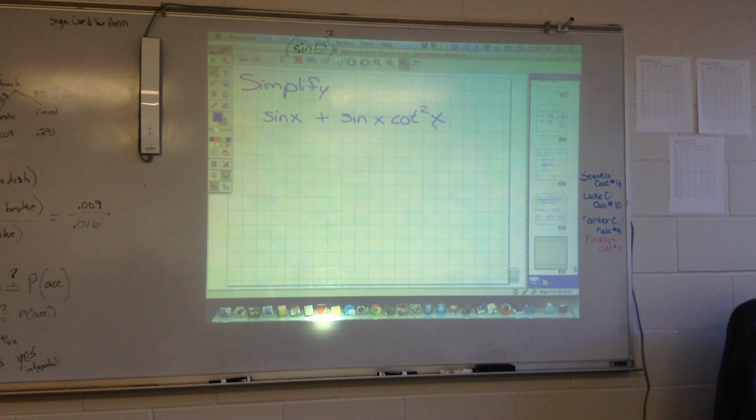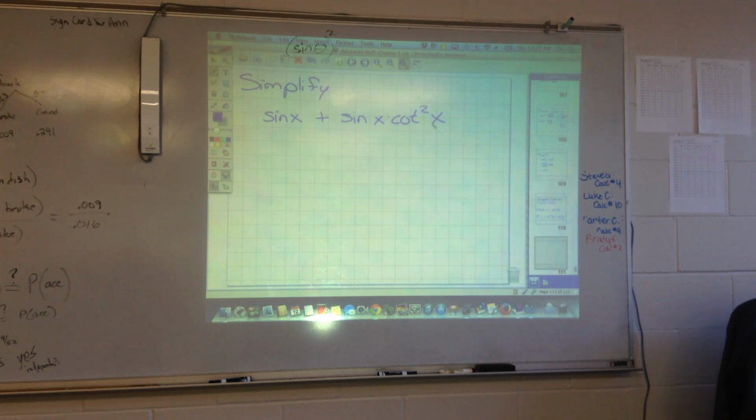You can't combine the sin x's because the second sin x is being multiplied by something. Nope. You can't combine those because that's being multiplied by something. Other ideas? Split up cotangents. That could work. And then take sine and put it 1 over cotangent x. Then you just divide by cotangent. You have sin x divided by cotangent x plus sin x divided by cotangent x, which would be. Why divided by?